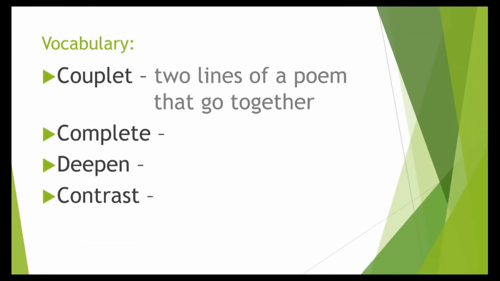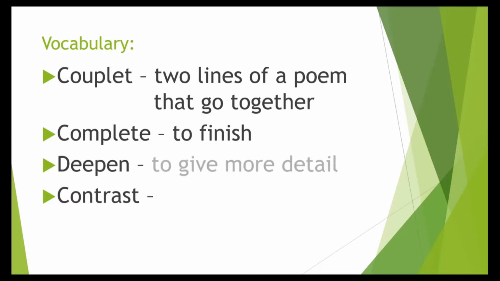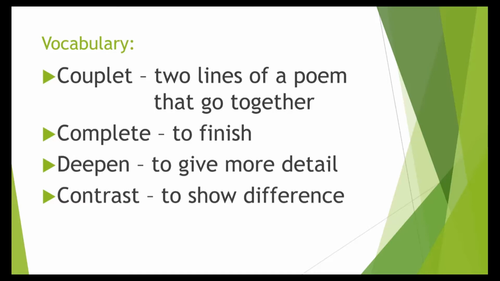A couplet is 2 lines of a poem that go together. So couplets are often in poems, side by side, 2 lines that belong together. These couplets can do 3 things. They can complete one another, so the second couplet will finish what the first couplet started to say. They can deepen, so the second couplet will give more detail about what was said in the first line of the couplet. Or they can contrast. Each line of the couplet will contrast something different to show a difference between them.